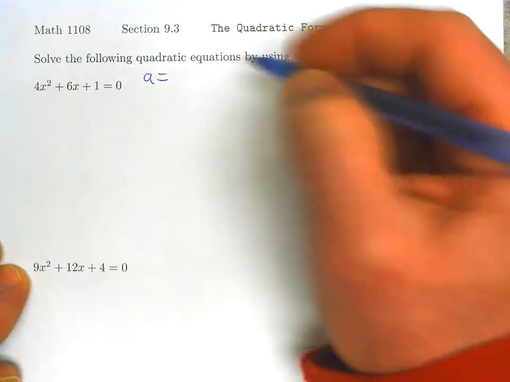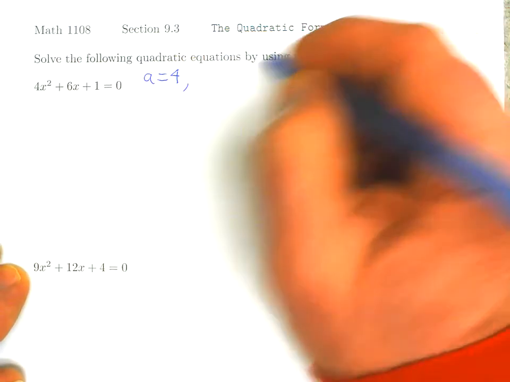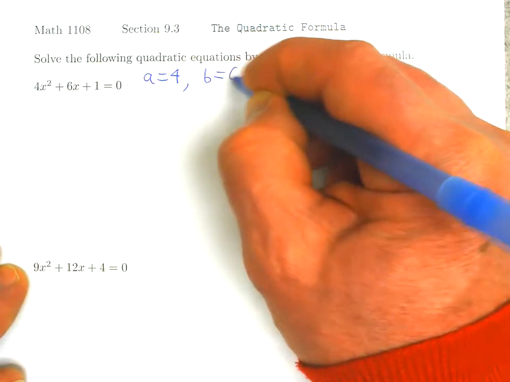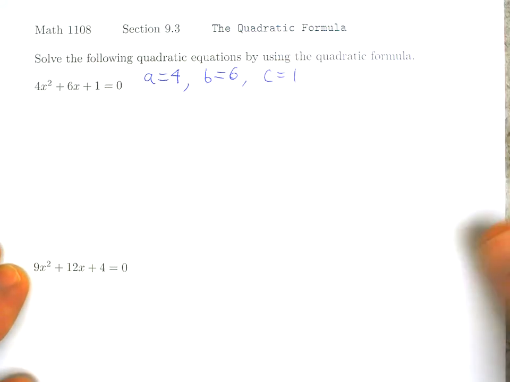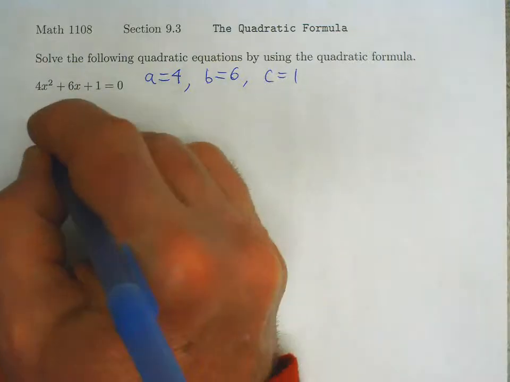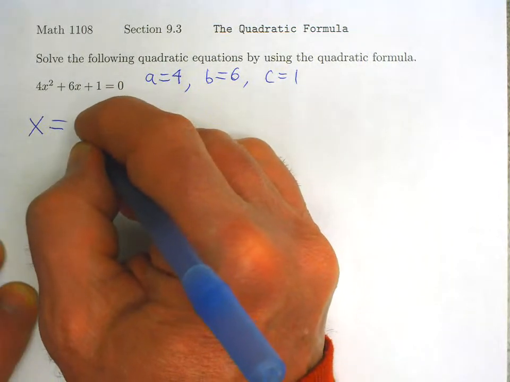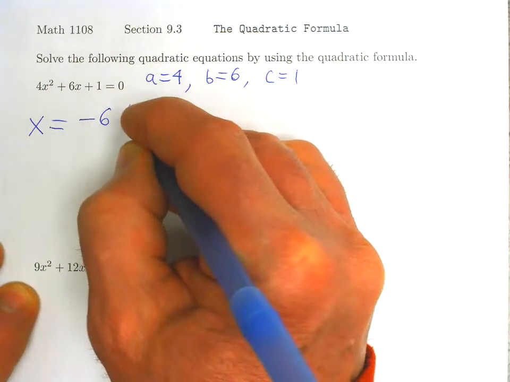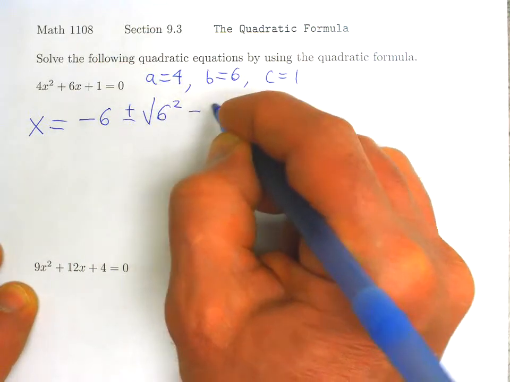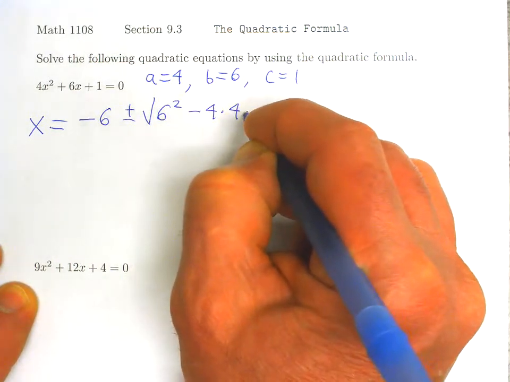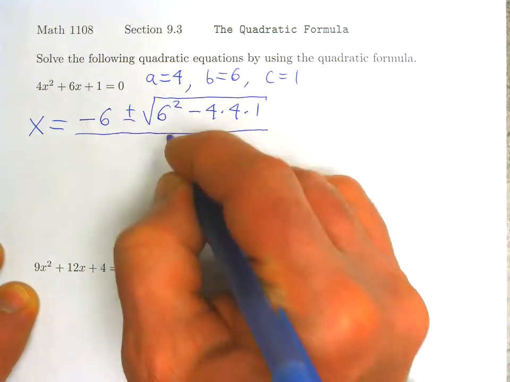In this one, the coefficient of x squared is 4. So a is 4. The coefficient of x is 6. So b is 6. And the constant, plus 1, that means c is positive 1. So the solutions using the quadratic formula, x equals negative 6 plus and minus the square root of 6 to the second minus 4 times 4 times 1, all divided by 2 times 4.